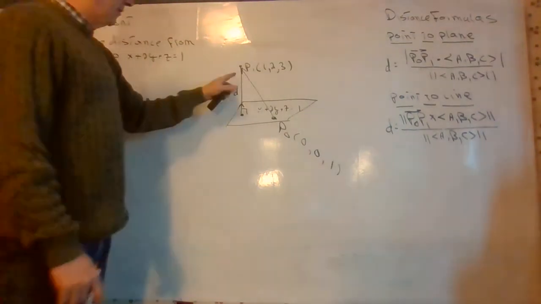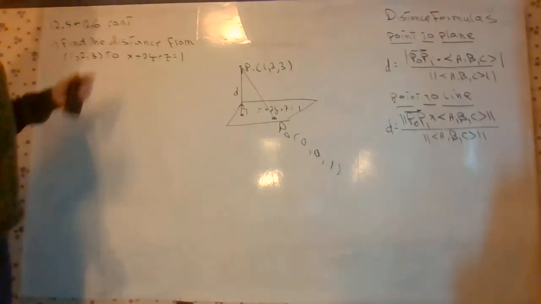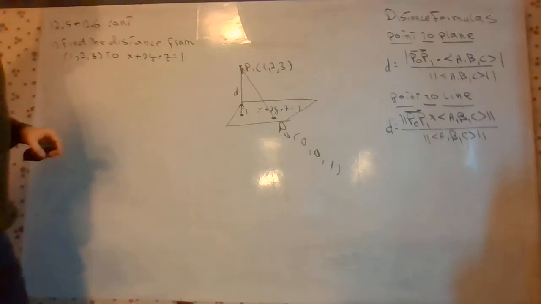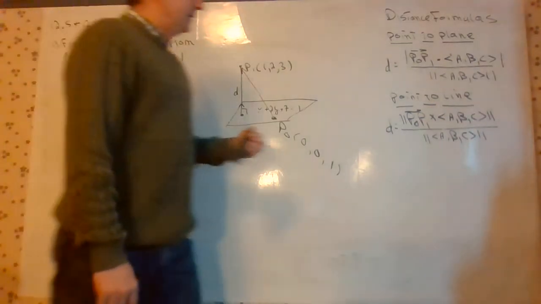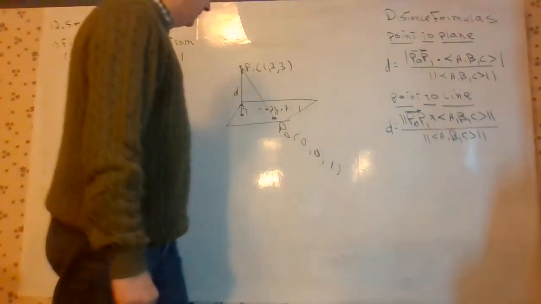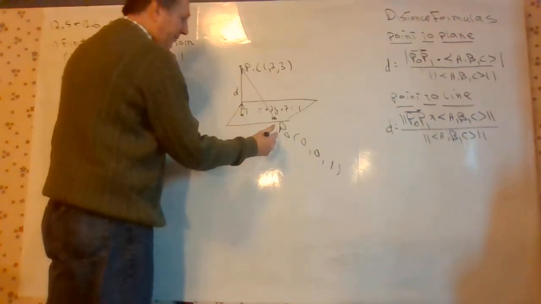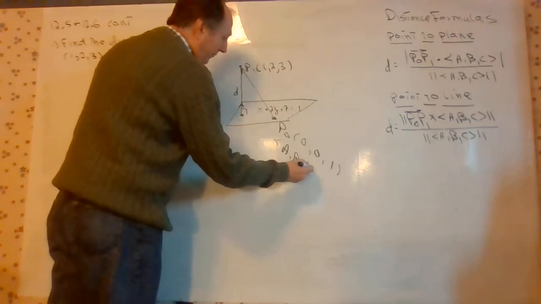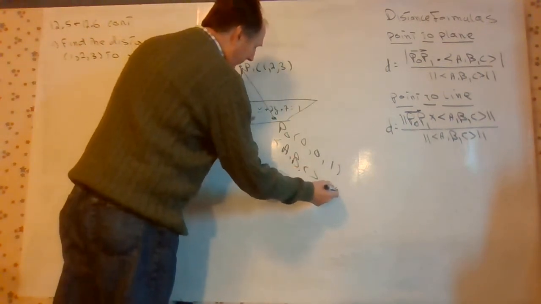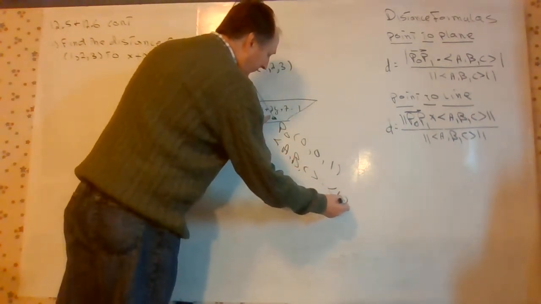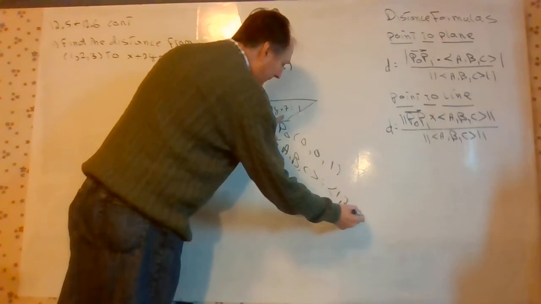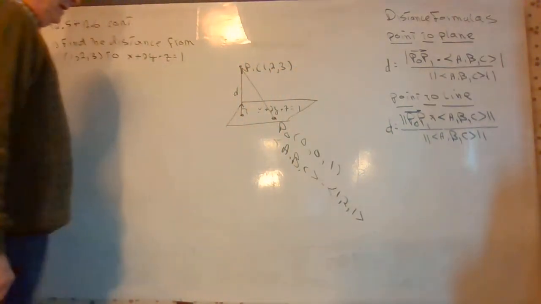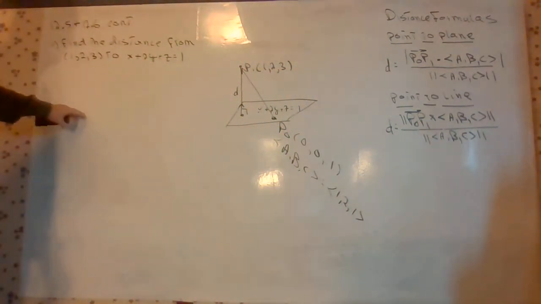Now we have P0, P1, and we can construct a vector. I'll do that over here. ABC, that's simply the normal vector from the plane. That comes from these coefficients. And so I'll write that right here. ABC equals 1, 2, 1. Now all we have to do is compute. Let's write all this down here.